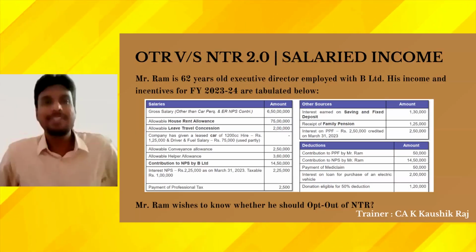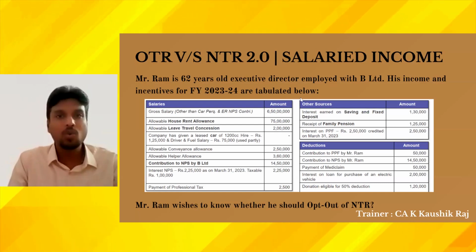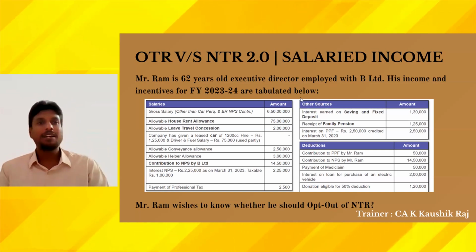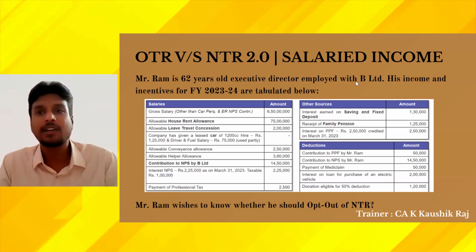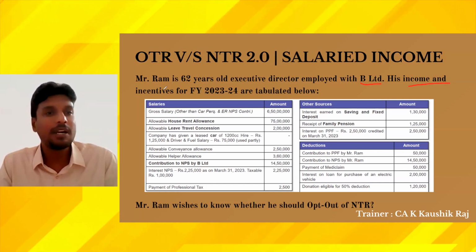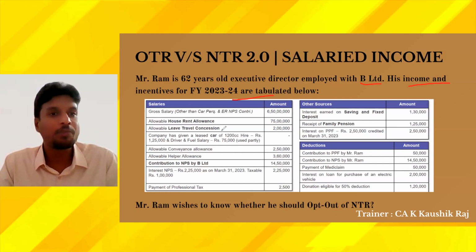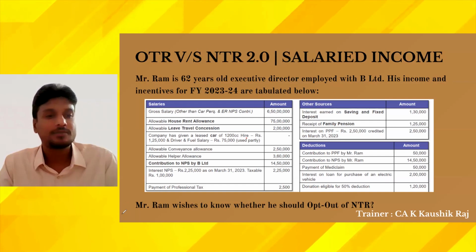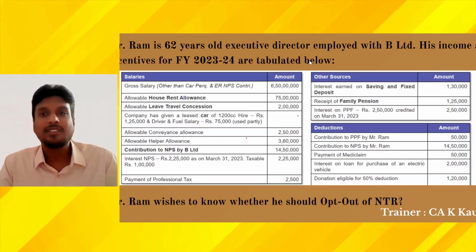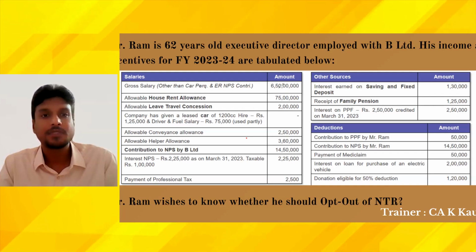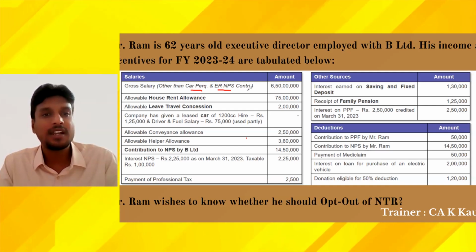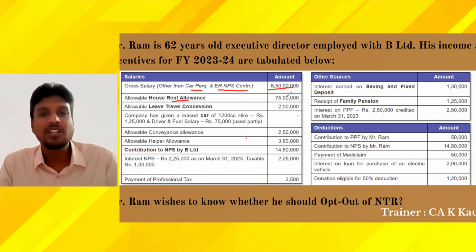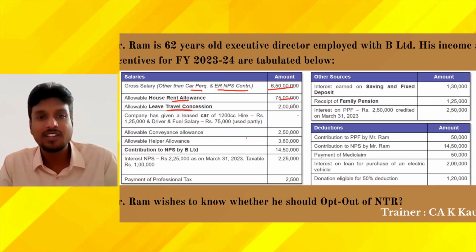Now, quickly, let's take this example to understand how the calculation will apply and impact. Mr. Ram is a 62-year-old executive director employed with B Limited. His income and incentives for 2023-24 are tabulated below. Gross salary other than car perquisite and employer NPS contribution is 6 crore 50 lakhs. Allowable house rent allowance is 75 lakh. Allowable leave travel concession is 2 lakh.